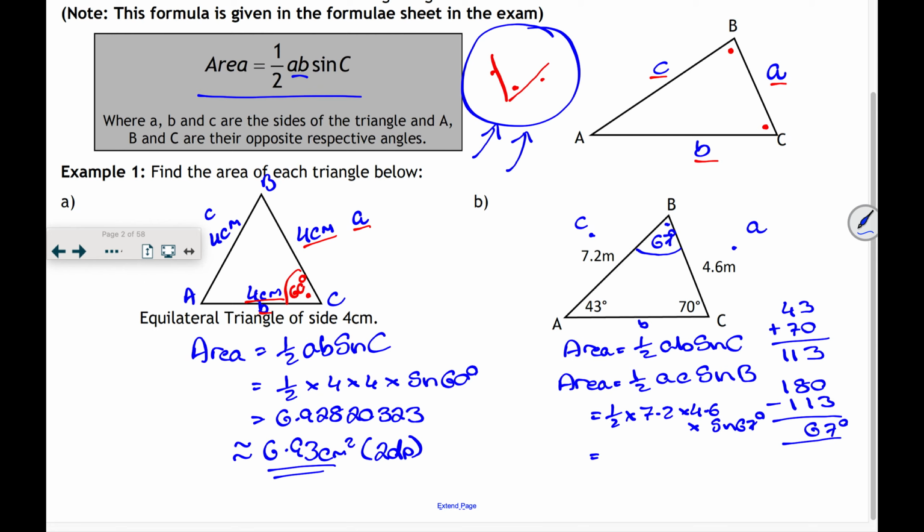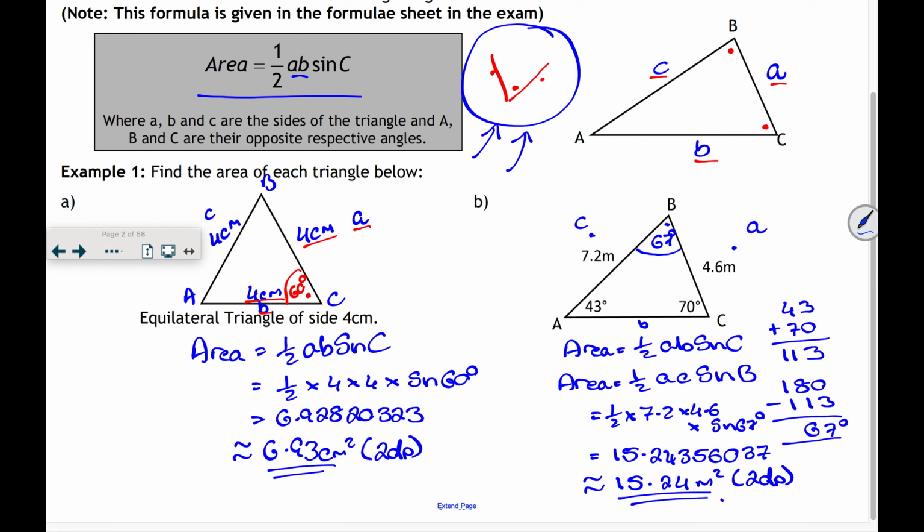And then go to your calculators. Remember, make sure your calculator is in degrees mode. So half times 7.2 times 4.6 times sine 67, and we get 15.24356037, which will give us approximately 15.24 metres squared, and that's to 2 decimal places.